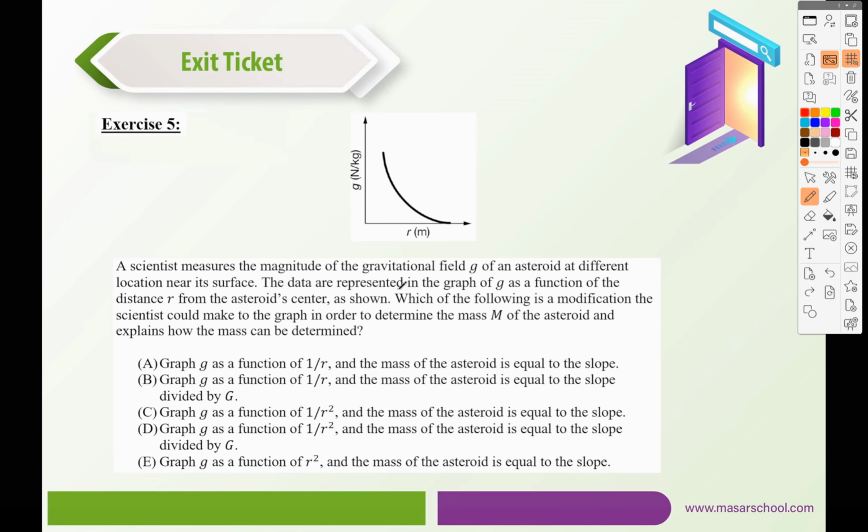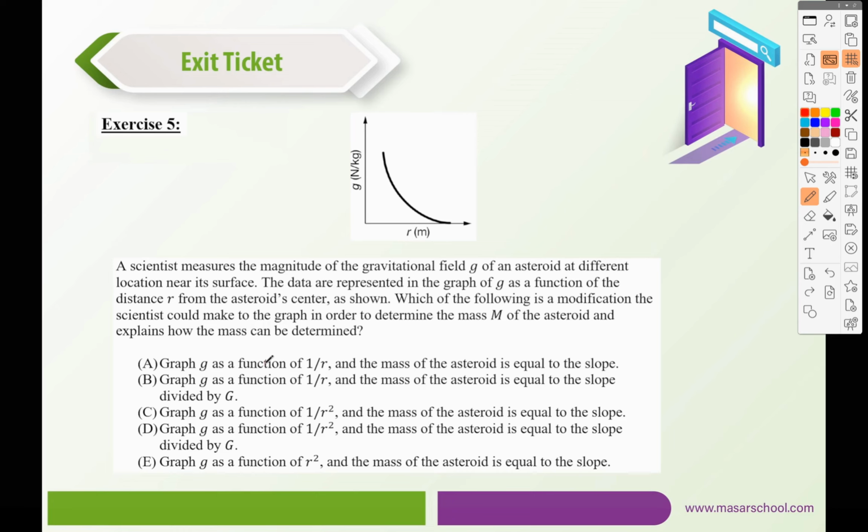Now final exercise 5 as an exit ticket. A scientist measures the magnitude of the gravitational force G of an asteroid at different locations near its surface. The data are represented in the graph of G as a function of the distance r from the asteroid center as shown. Which of the following is a modification the scientist could make to the graph in order to determine the mass capital M of the asteroid, and explains how the mass can be determined?